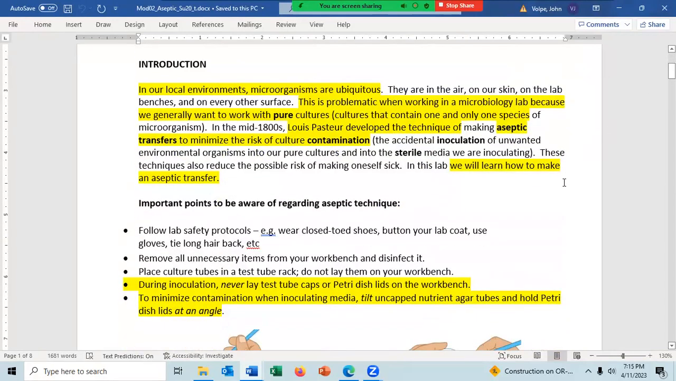In our local environments, microorganisms are ubiquitous. This is a problem when working in a microbiology lab because we generally want to work with a pure culture, a culture containing only one species of microorganism. Louis Pasteur developed a technique of aseptic transfers to minimize the risk of contamination. Louis Pasteur also invented the technique for getting a pure culture. We will learn how to make aseptic transfers in this lab.